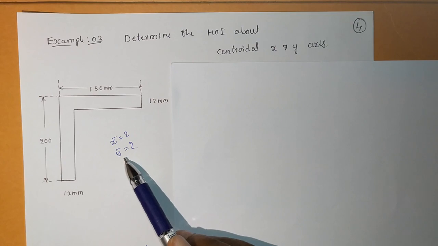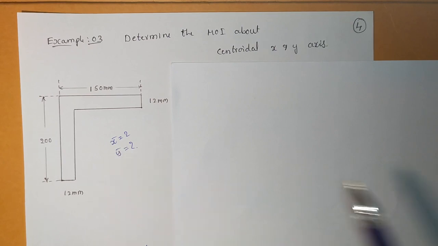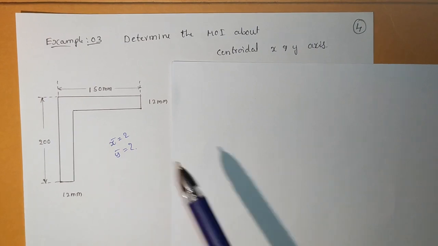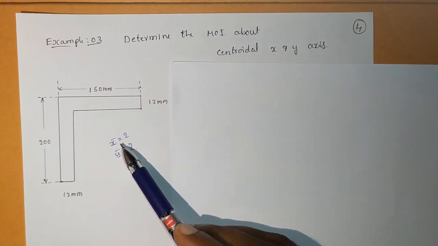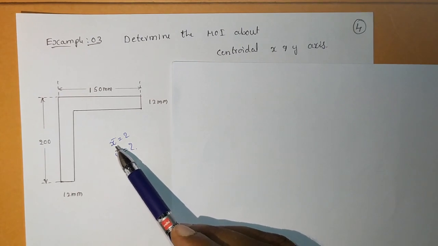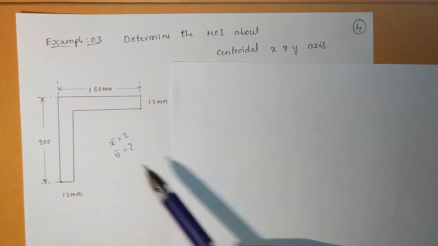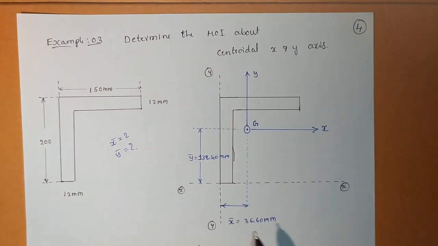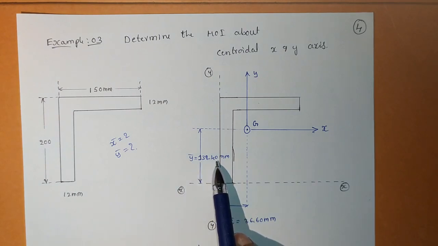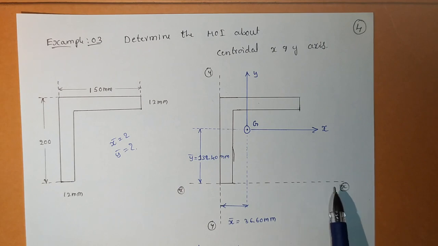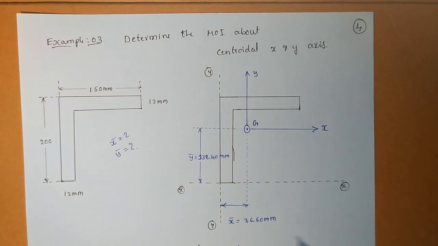For this kind of section we have to find out both x bar and y bar. In step number 1 we have to find out both x bar and y bar, the centroidal distance along x direction and along y direction, with respect to reference axis. These are the values of x bar and y bar. X bar equal to 36.60 mm from reference axis y. Y bar is 138.40 mm from reference axis x. These two values we already found out in centroid topic.